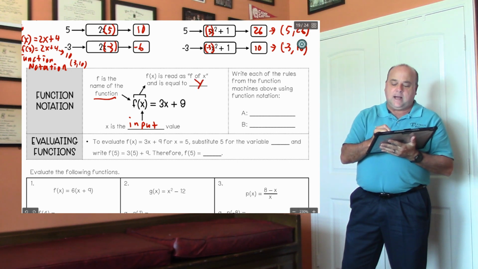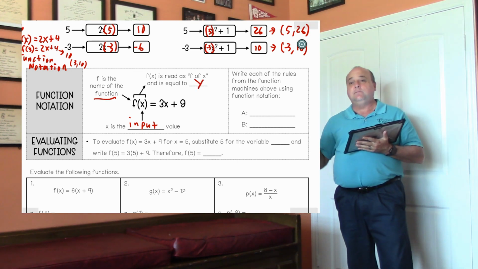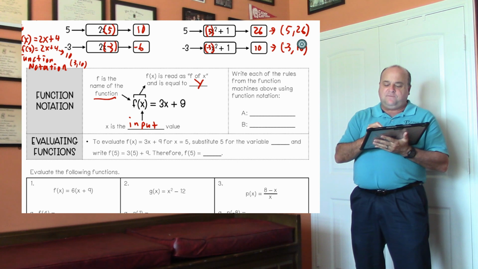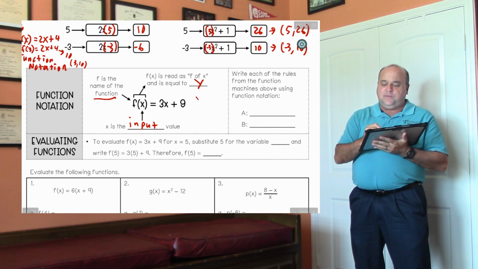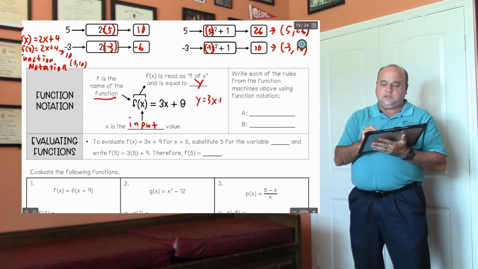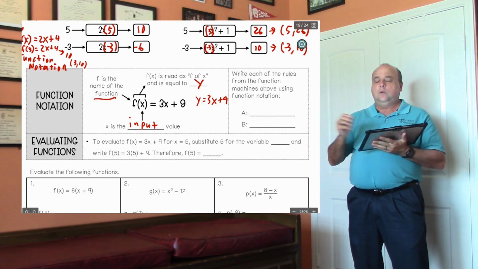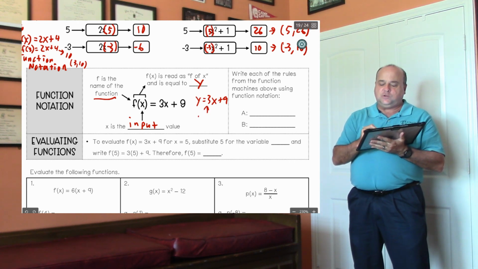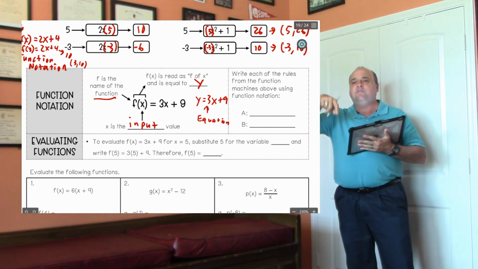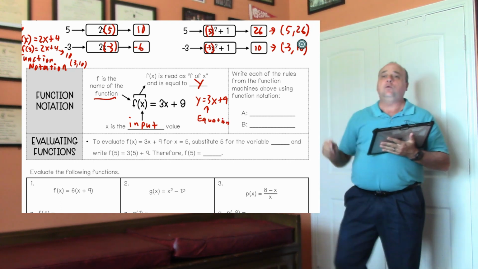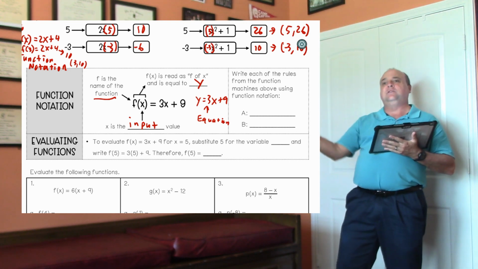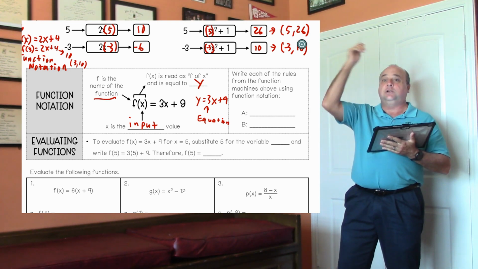It is equal to y. I'm sorry, f of x is the same thing as y. So this would be function notation, and this would be equation notation. If you replace the f of x with y, you will get equation notation. If you replace the y with f of x, you get function notation.